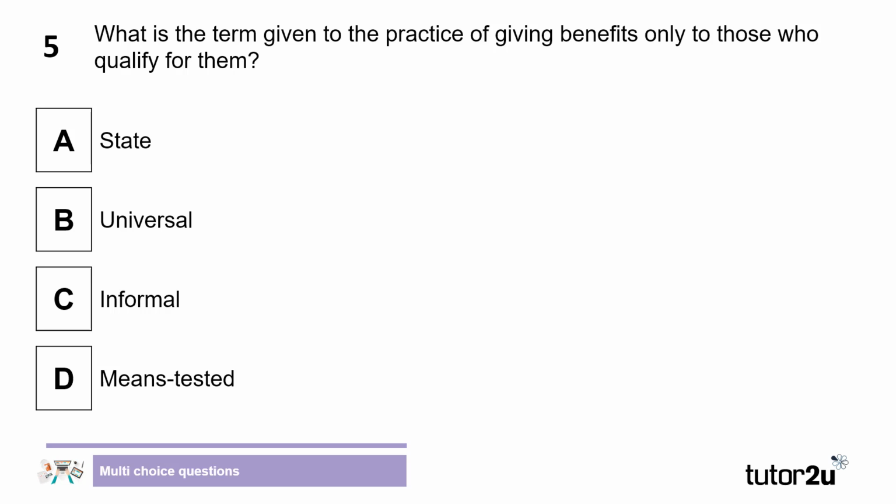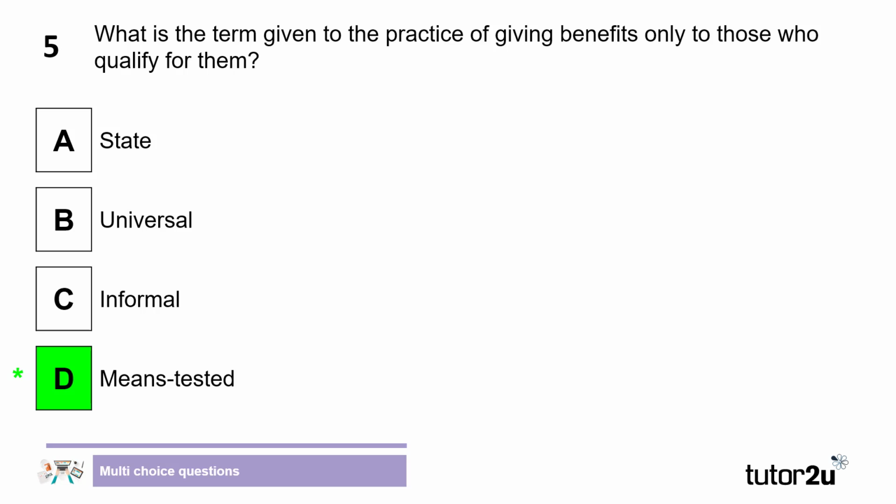And finally, for this revision blast, question number 5, what is the term given to the practice of giving benefits only to those who qualify for them? Is it A, state, B, universal, C, informal, or D, means tested? And the correct answer is D, means tested benefits.